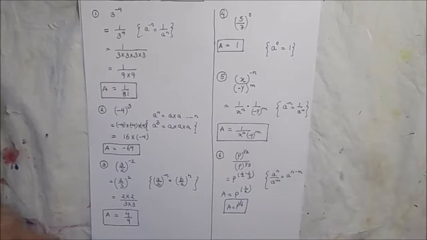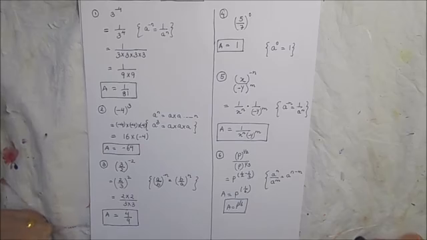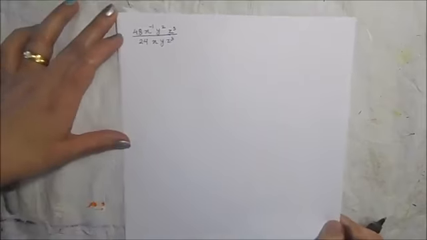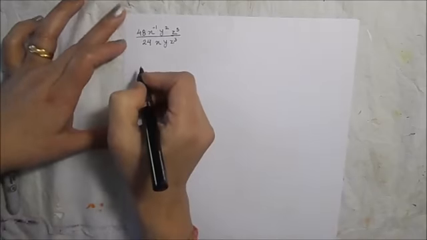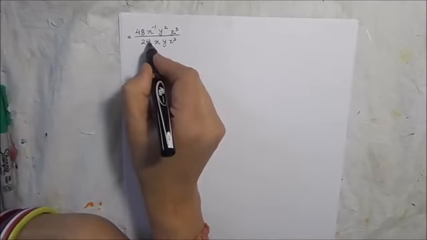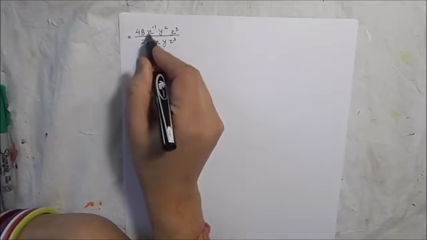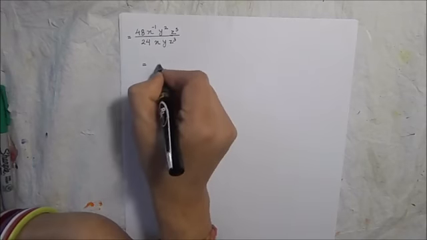Now let's solve one more example in which there will be a variable, a negative exponent and a fractional exponent. So let's move to the next page and start with our example. Let's solve this example now. So for solving this, we'll first take the numbers. We can reduce the numbers by dividing 48 by 24. So this will become 2.